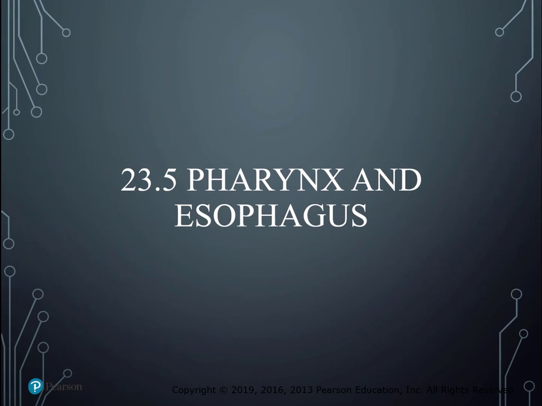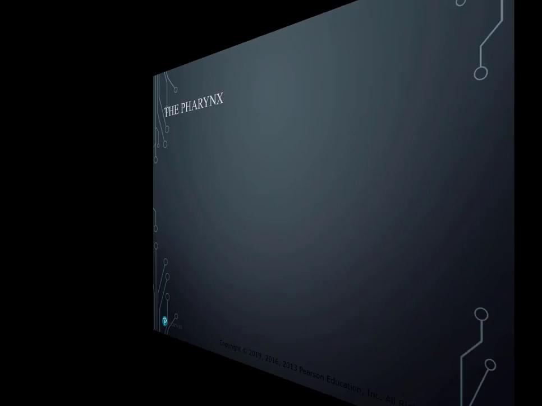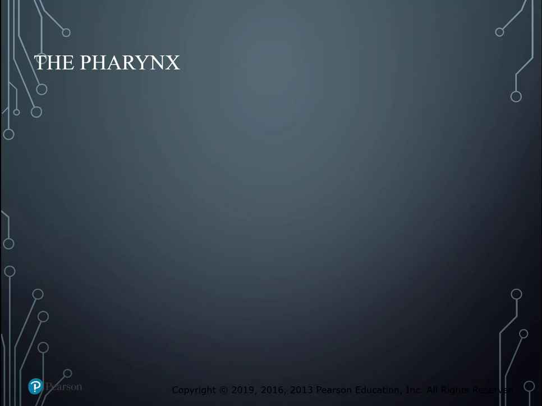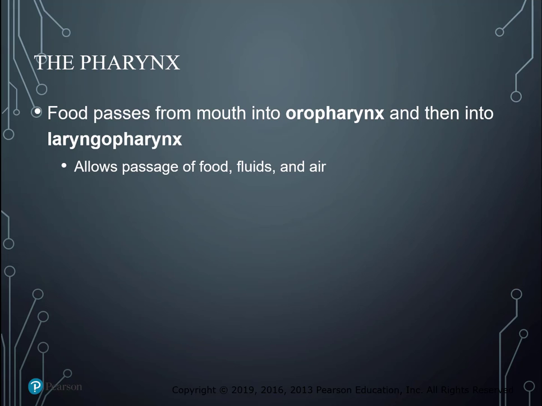So let's take a look at now the pharynx and the esophagus. Pretty much, guys, the pharynx is that funnel shaped organ that lies at the back of our mouth. Well, actually, when food passes from the mouth to the oropharynx, it gets into the laryngopharynx. So it has actually three parts. The pharynx allows passage of food, fluids, and air.